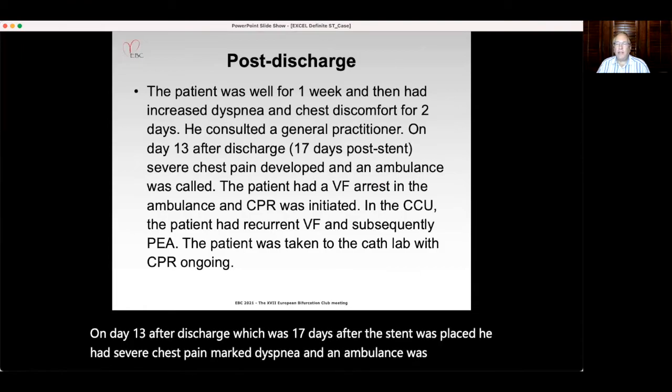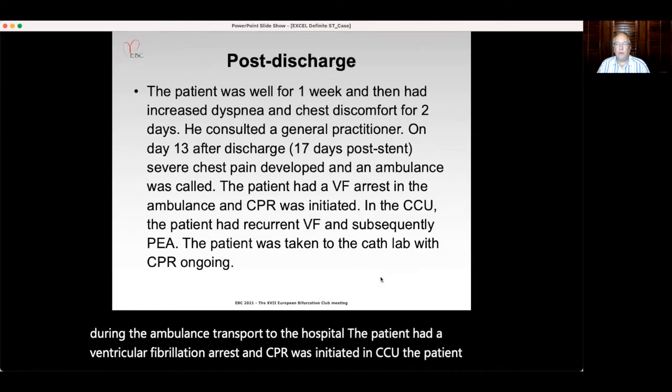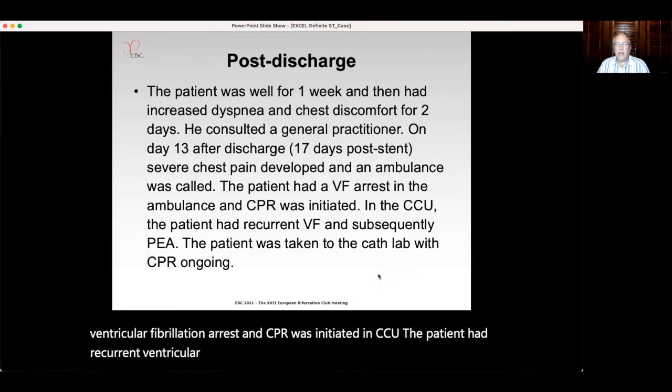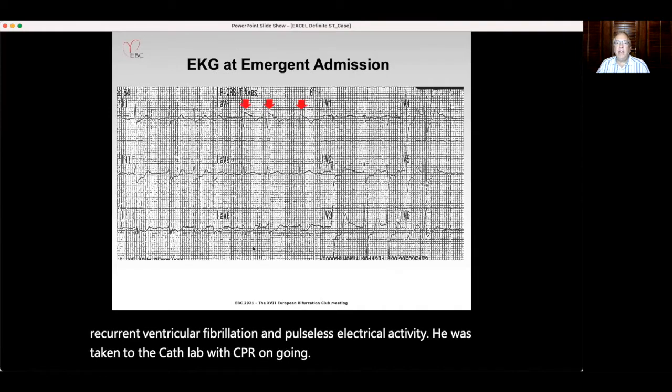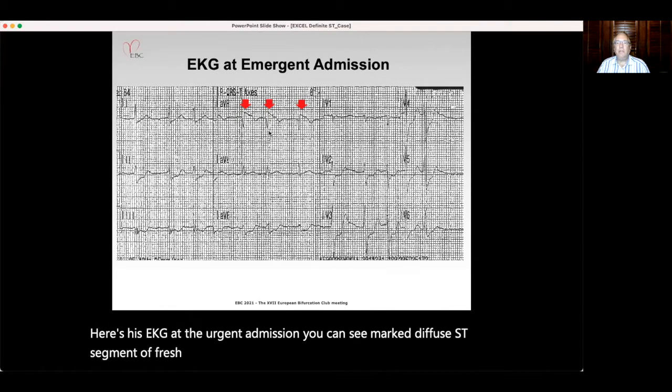During the ambulance transport to the hospital, the patient had a ventricular fibrillation arrest and CPR was initiated. In the CCU, the patient had recurrent ventricular fibrillation and pulseless electrical activity. He was taken to the cath lab with CPR ongoing. Here's his EKG at the urgent admission. You can see marked diffuse ST segment depression with ST segment elevation only in aVR, which sometimes is indicative of a left main occlusion.